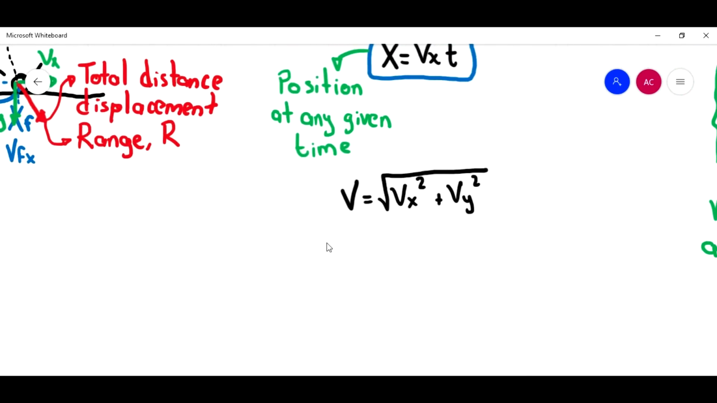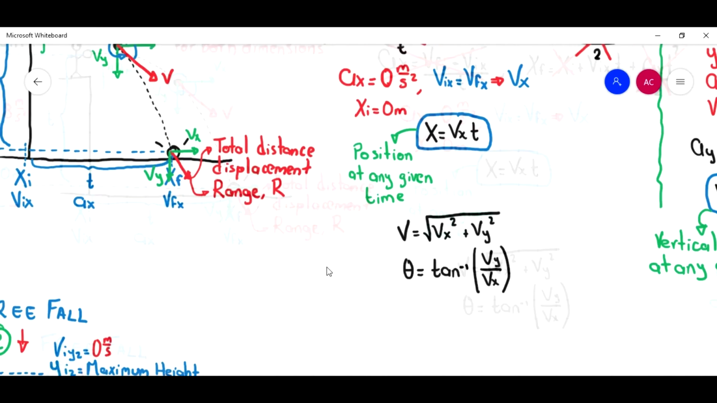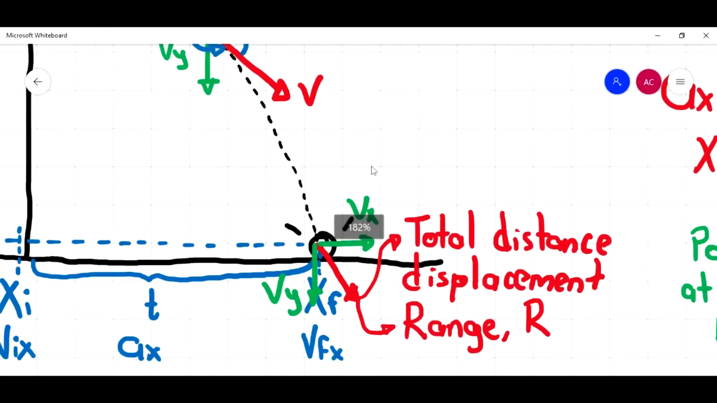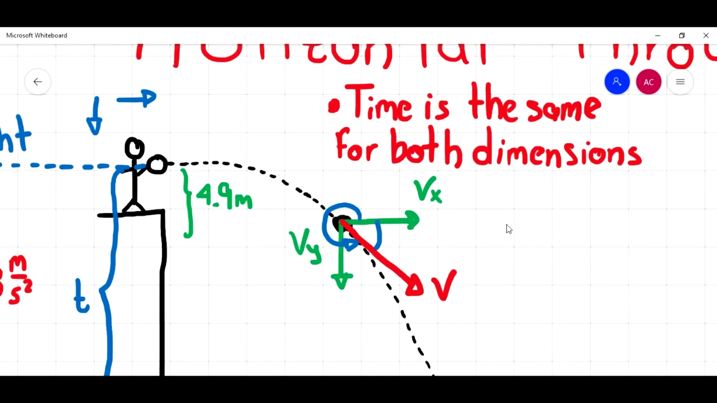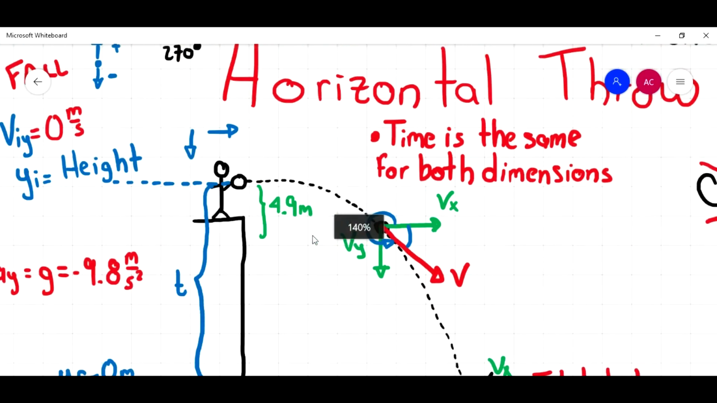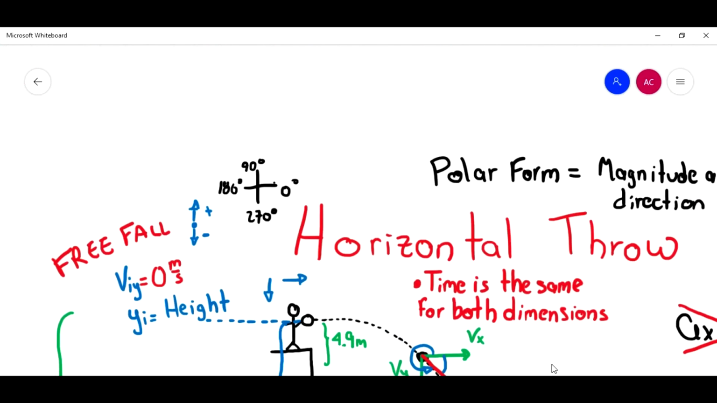So remember that the direction is found with this equation, that is, the angle equals the tangent inverse of the vertical component of the velocity over the horizontal component of the velocity. Okay, but remember that I need to find the angle measured from 0 degrees. So if you want to know what to do, you need to know in which quadrant you are. I'm talking about the quadrant of the Cartesian plane. Okay, I hope you remember that.